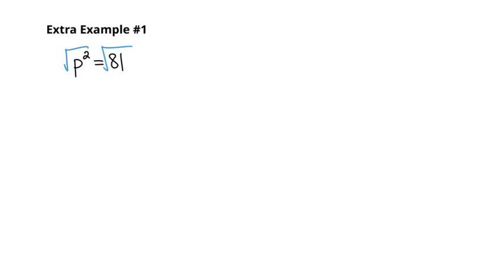The square root of p squared is just p, because remember, that's asking what number is being multiplied by itself here, and that's p, because p squared is equal to p times p. So p is being multiplied by itself here. What about the 81? Well, what number times itself is 81? What's the square root of 81?